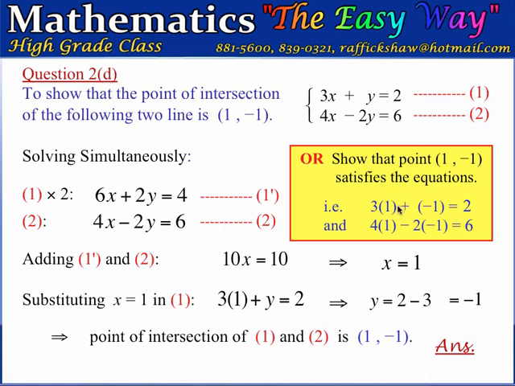Since it satisfies both equations, it means that the point (1, -1) is the point of intersection of the two lines. And that's another way you could have shown that this is a point of intersection of these two lines. And so that's the answer for question 2D and the end of question 2.